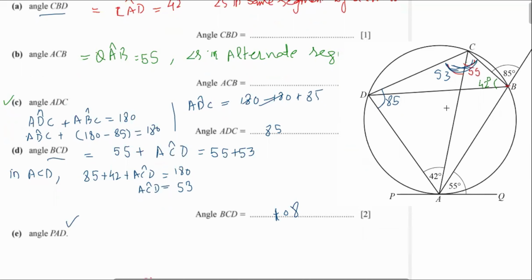PAD angle, you see here, the angle PAD is made between the tangent and the chord. The angle between tangent and chord is PAD. Now you can see here, this angle will be equal to angle ACD, that is 53, because of the angle in alternate segment.